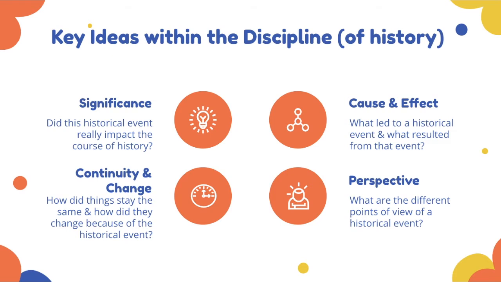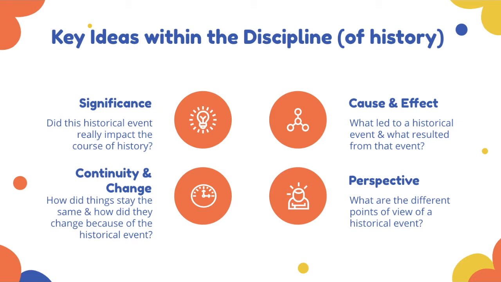The second part of the standard focuses on key ideas within the disciplines. For the purpose of this screencast and your class, we will focus on the discipline of history. There are four key ideas in history. The first one is significance. Did this historical event really impact the course of history? Our second one is cause and effect. What led to a historical event and what resulted from that event?